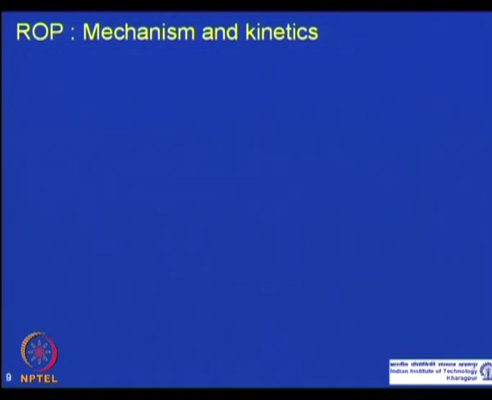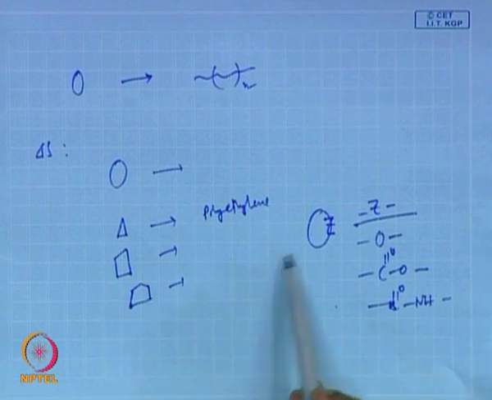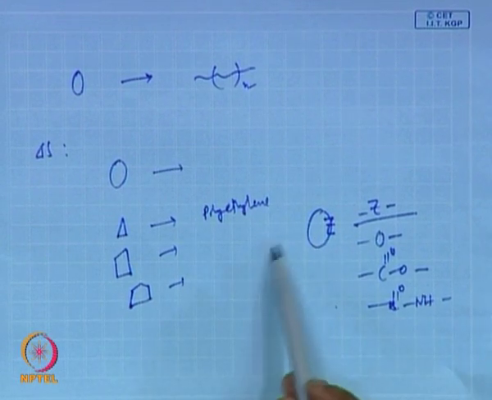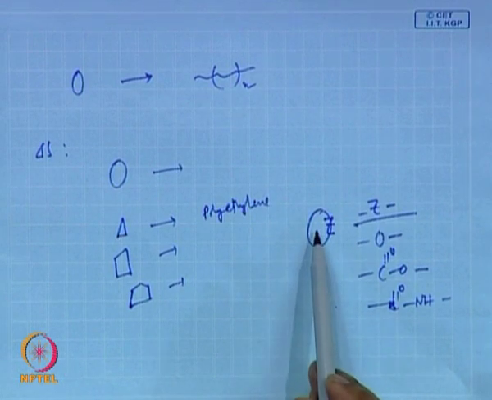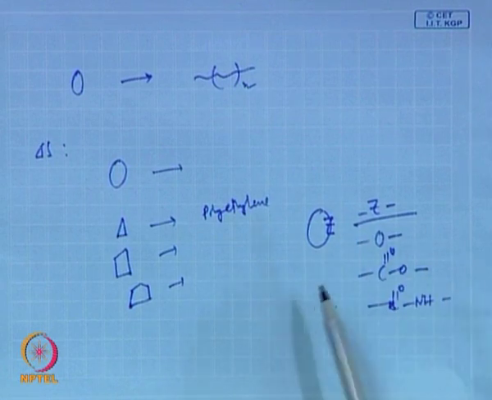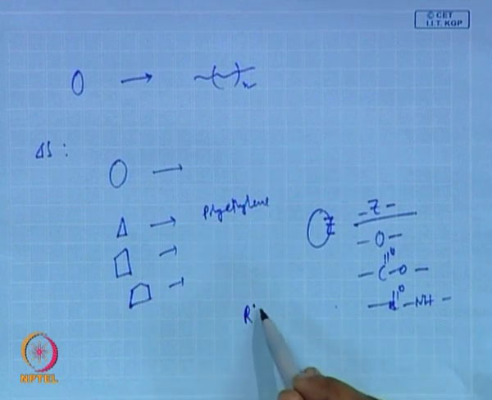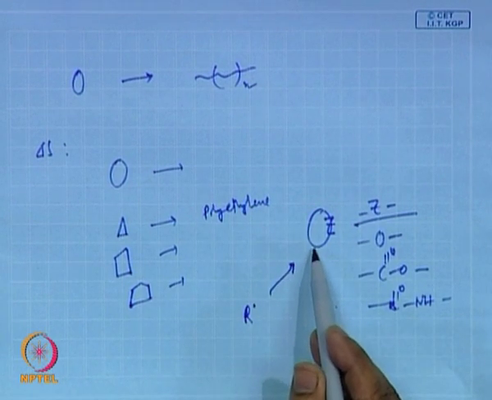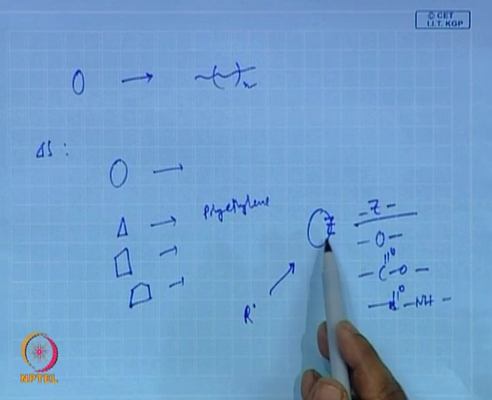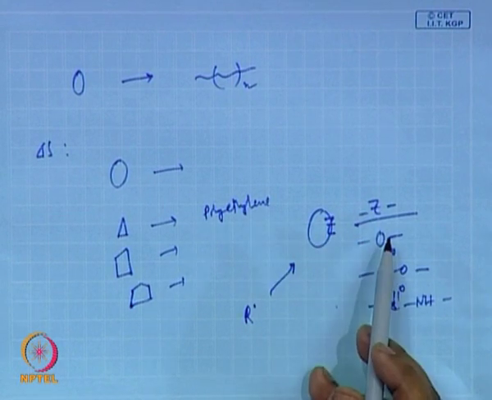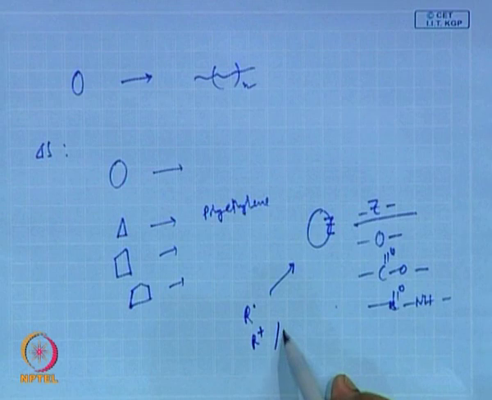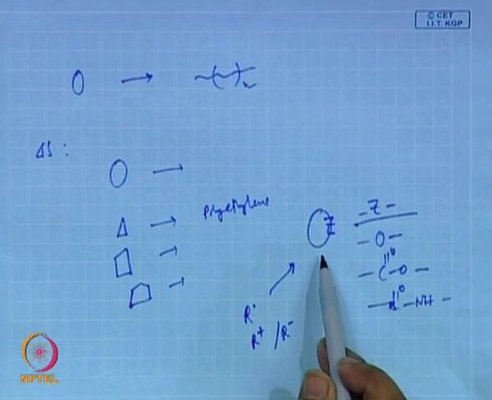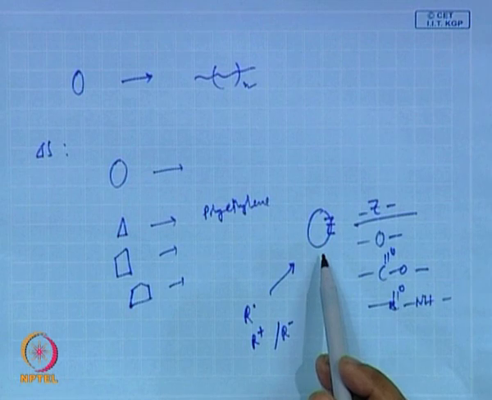Now, as we discussed, if you have a cyclic ring here, then you first need to open the ring and then start the propagation reaction. Now, say you have a radical initiator. It is unlikely that it will react with this and open the ring; that is not very feasible. So, you need either a cation or an anion to initiate a ring opening polymerization.